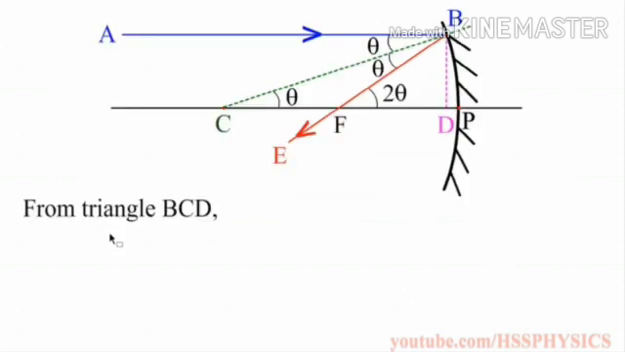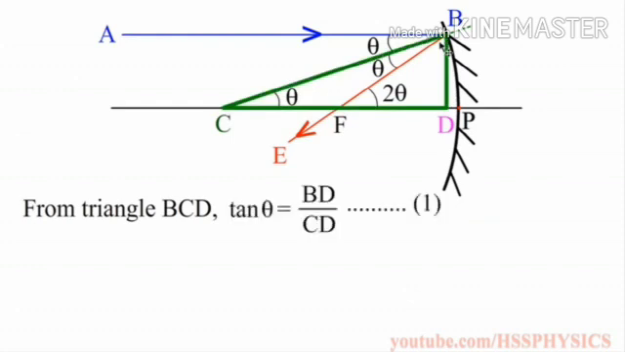Now we are going to find the angle. Let us consider triangle BCD. In this BCD, find tan theta. Tan is equal to opposite by adjacent. So tan theta for this triangle is equal to BD by CD.